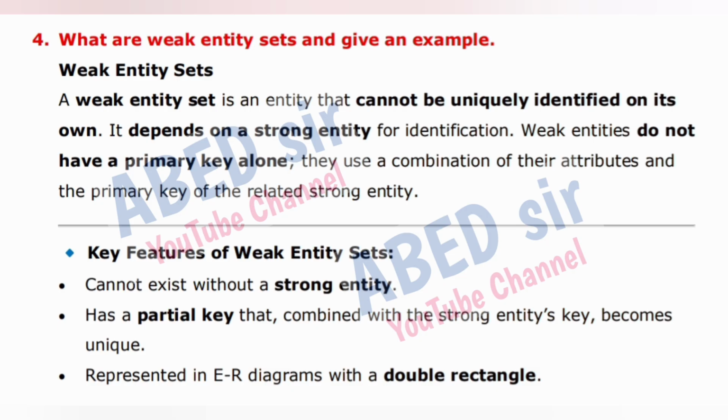Key features of weak entity sets. Cannot exist without a strong entity. Has a partial key that, combined with the strong entity's key, becomes unique. Represented in ER diagrams with a double rectangle.